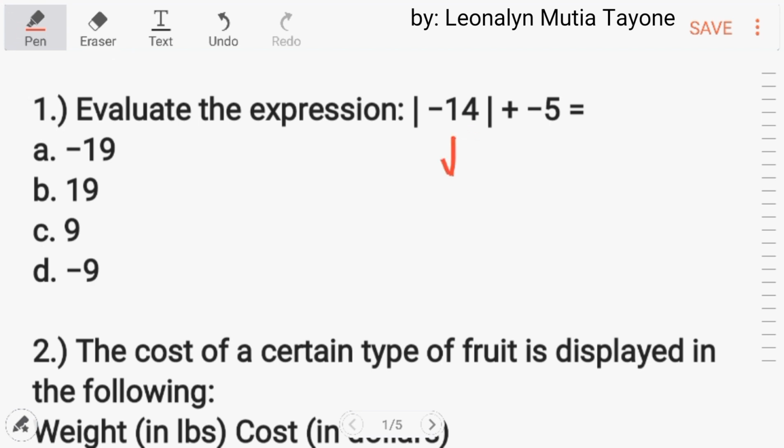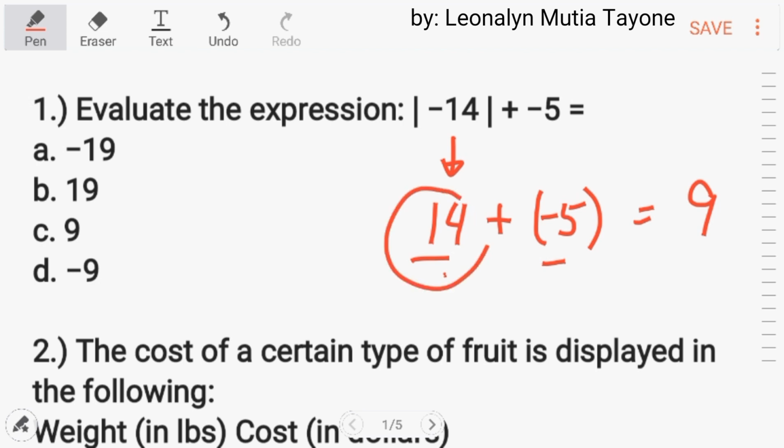So, itong negative 14, absolute value of negative 14 is 14 plus negative 5. Since hindi sila magkapareho ng signs, mag-minus tayo. 14 minus 5, and that is 9. Tapos, kopyahin natin yung mas malaking value. Yung 14 ang mas malaking value, itong 14 considered na positive. So, positive 9 or 9. The answer is letter C.